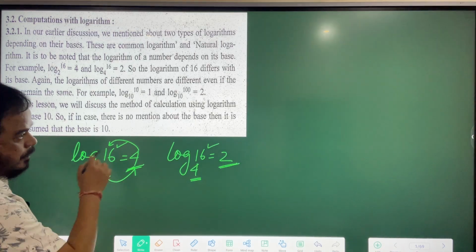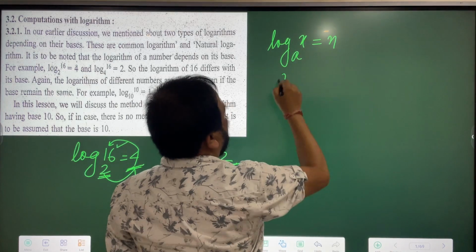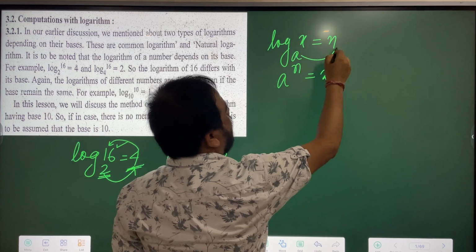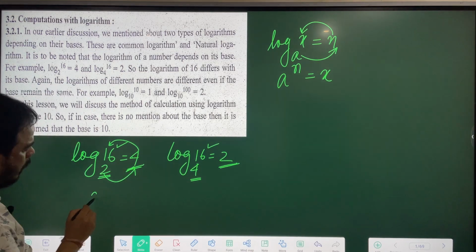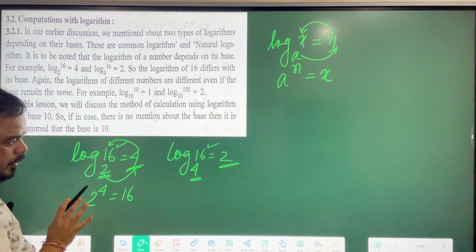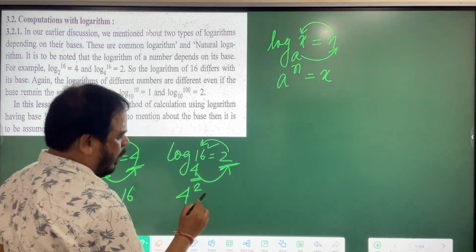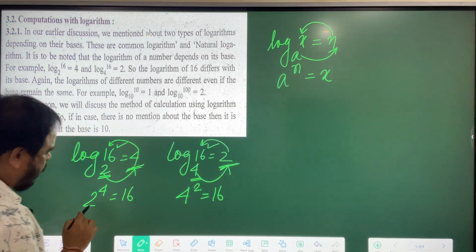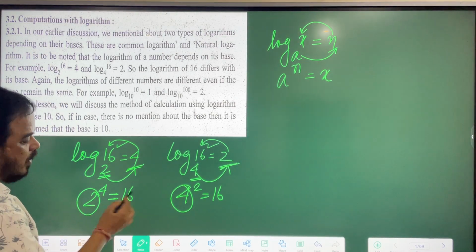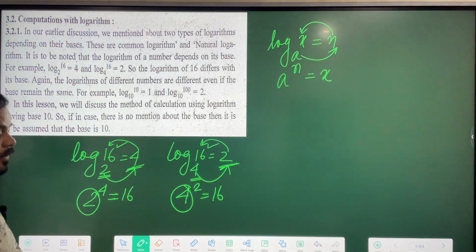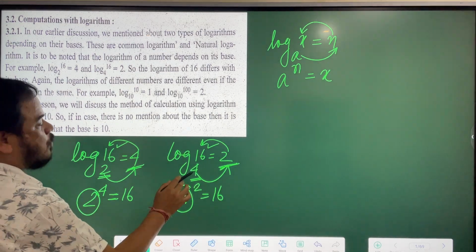So this is a formula. Log x to the base a equals n, or a to the power n equals x. So same thing here. 2 to the power 4 is equal to 16. Same thing here, 4 square is equal to 16. So this is the base. But the result is same, the bases are different. Here log 16 is 4, here log 16 is 2. Here base is 2, here base is 4.